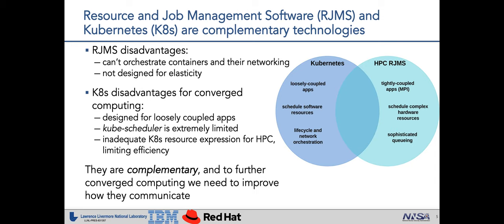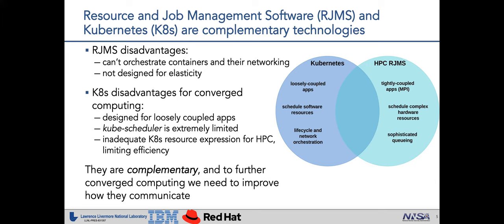On the other hand, Kubernetes has disadvantages for converged computing. First, it's designed for microservices or loosely coupled apps. Second, the Kube scheduler, or the default scheduler, is extremely limited. It doesn't really have any true queuing built into it, and it's designed for really simplistic hardware requests. This inadequate resource expression is really inefficient, and it's not sufficient for high performance computing, where we want to know all the details possible about a hardware platform, its topology, et cetera, in order to squeeze as much performance as possible out of it.